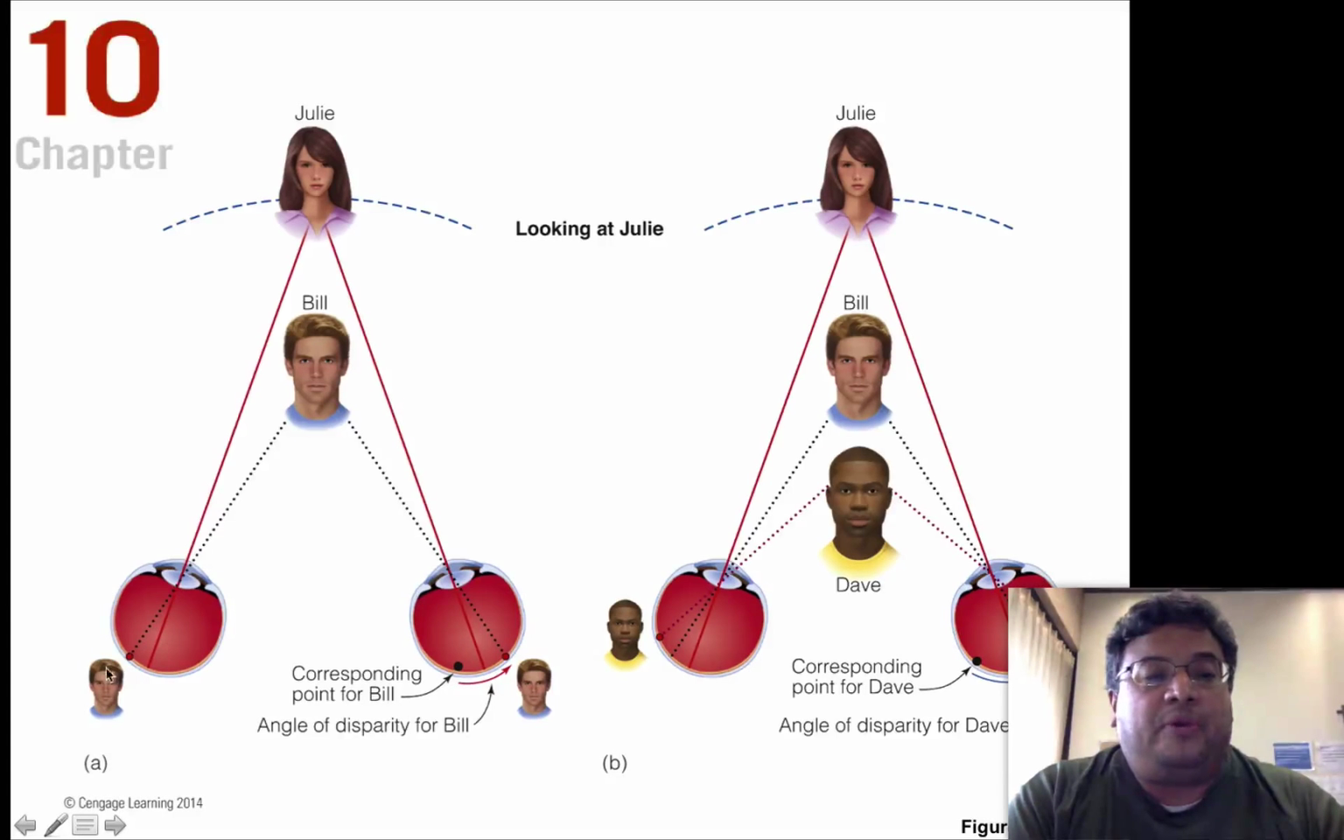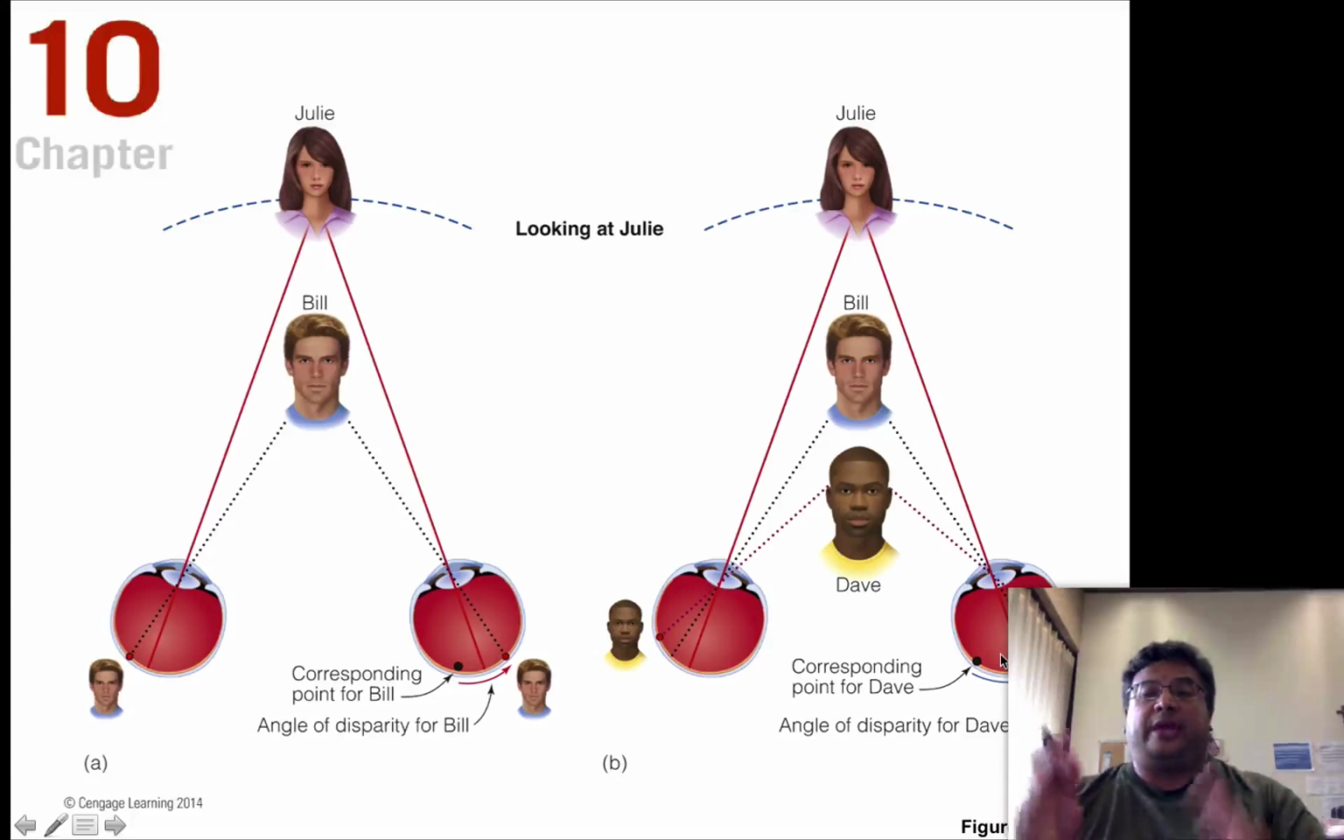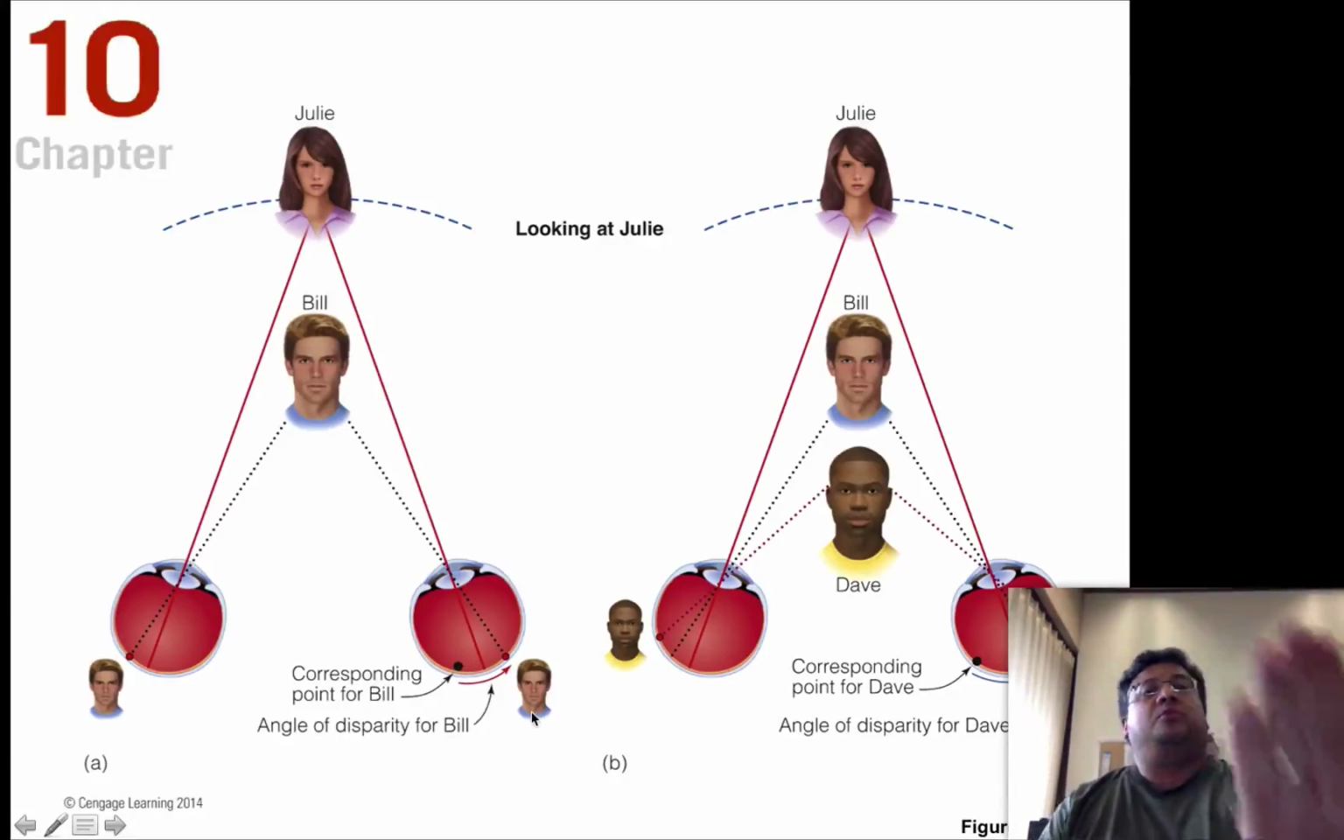Because if the corresponding point for Bill in this eye is right here, but it actually appears here, we can use that disparity. And then for Dave, here's his corresponding point from this eyeball. It's the same point here, but it's actually here. So we can compute this disparity, this distance, to tell us how far away something is. And notice that the greater the angle of disparity, the closer something is to you. So the angle of disparity between the corresponding point and the actual point of Dave is much longer than the angle of disparity for Bill, which just goes from here to here. Again, that's used to compute relative distance.